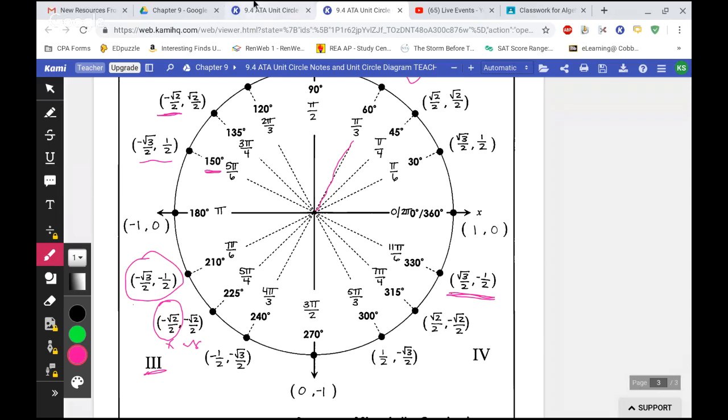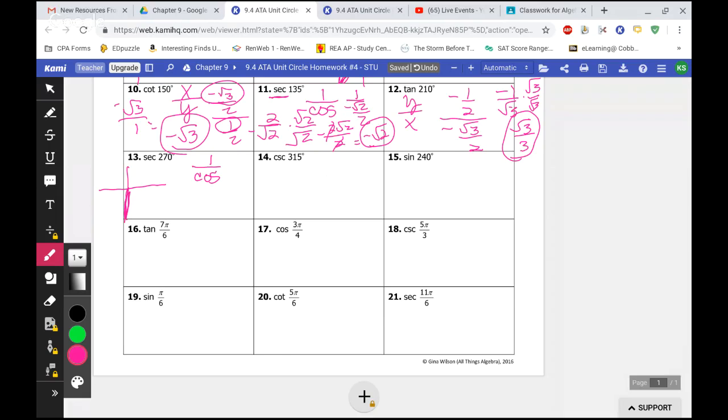Cosine is 0. So that's going to be 1 over 0. And that is a no-no in math. So this one is undefined.